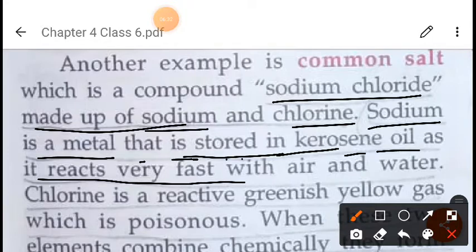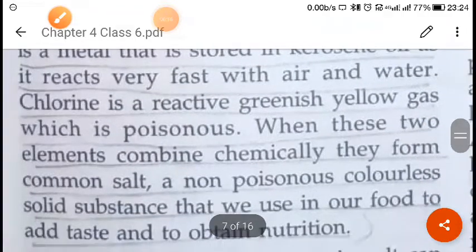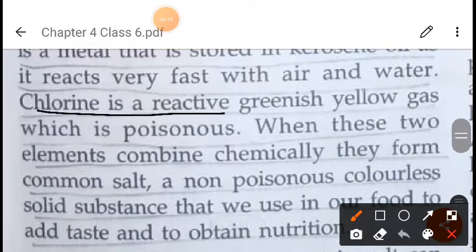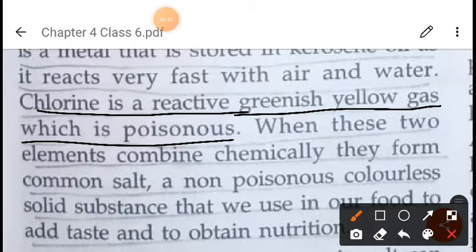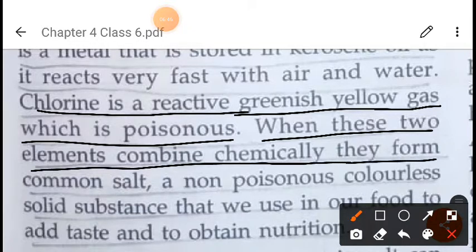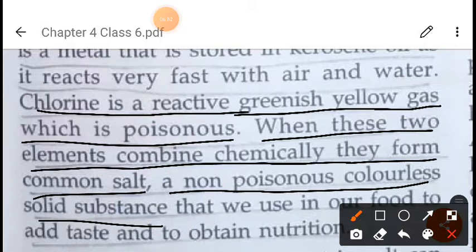As it reacts very fast with air and water, right? Now next, when we talk about chlorine, it is a reactive greenish-yellow gas which is poisonous, right? And when these two elements combine chemically, they form what? Common salt, which we use in our house, and which is a non-poisonous, colorless solid substance, right?